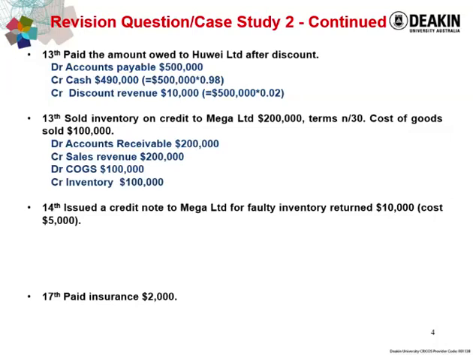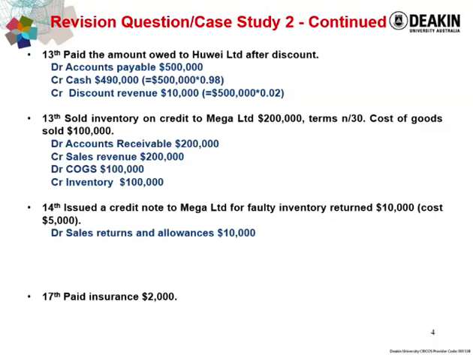100k at cost. On 14th, we issued a credit note to Mega Limited. What happens here? Because Mega Limited returned us faulty goods, $10,000, but the cost for these faulty goods are $5,000. So here we have two sets of entries. First of all, we will debit sales returns and allowances, 10k.